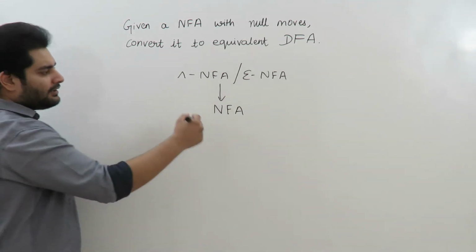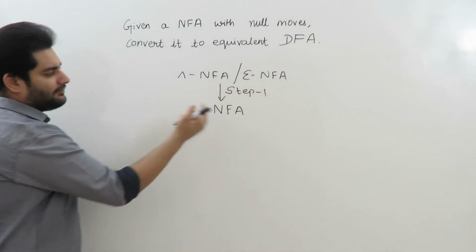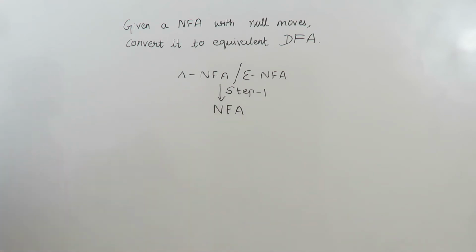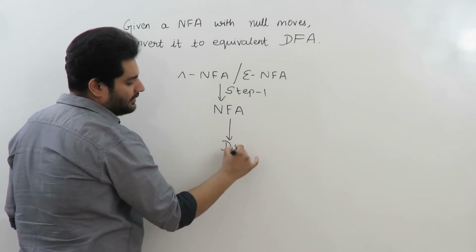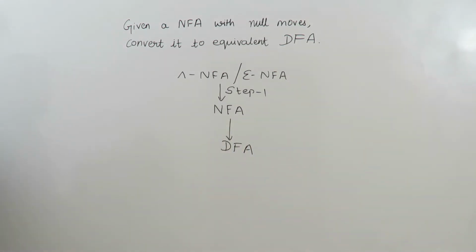For that, the first step will remain the same, that you will convert this null NFA to NFA. This will be a non-deterministic finite automata obviously. Then you will convert this NFA to DFA. How will you convert this NFA to DFA? I have already explained it to you.